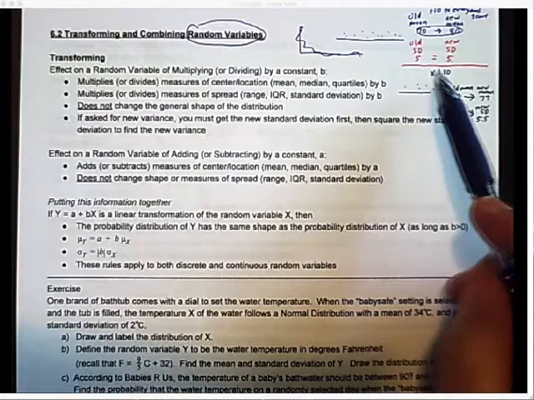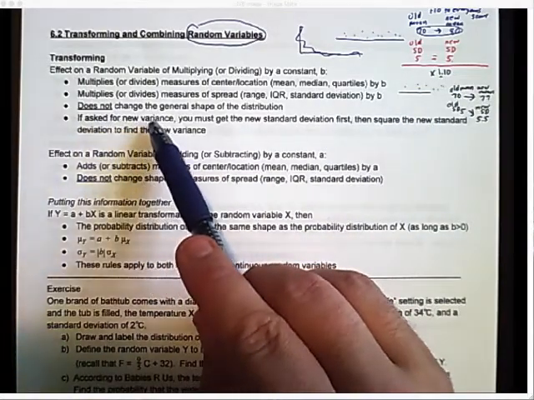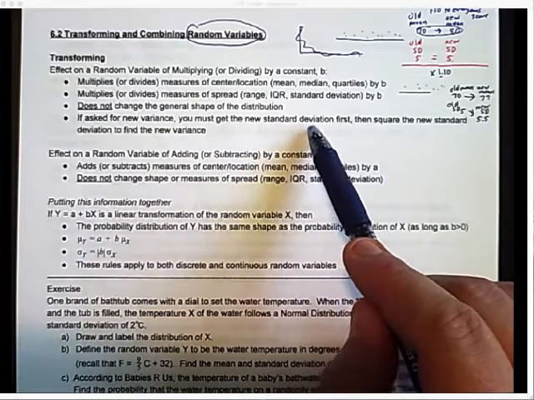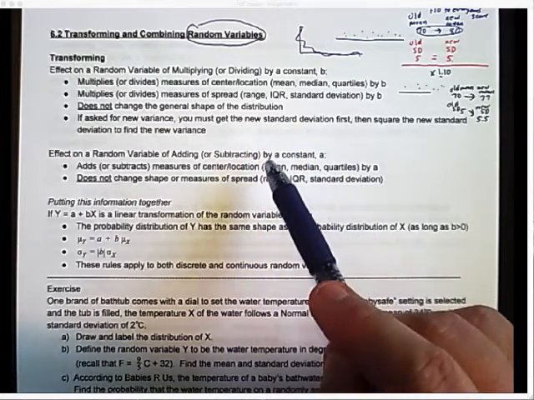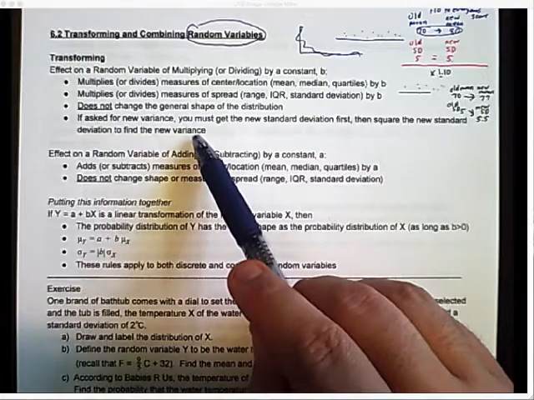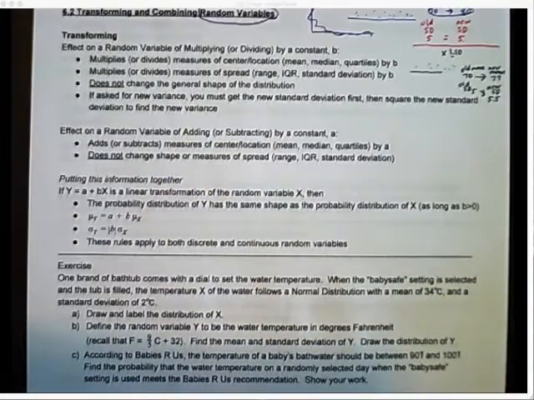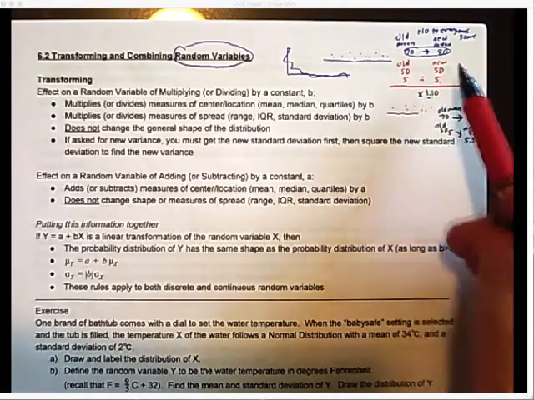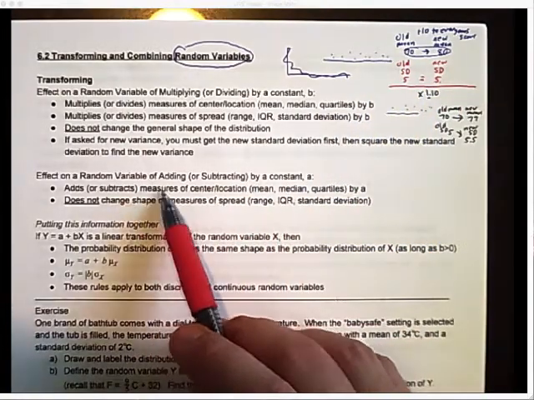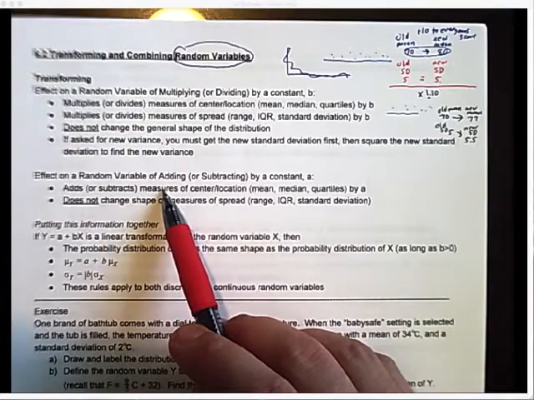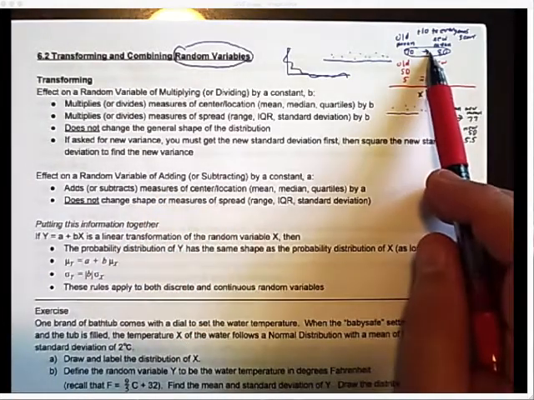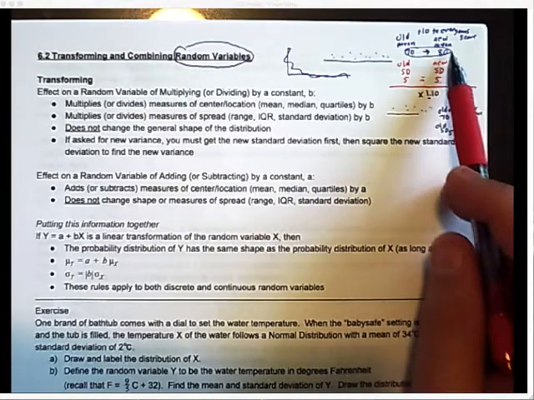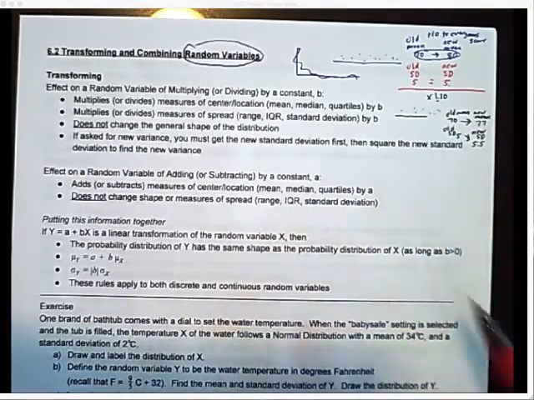There's another bullet here. If asked for a new variance, you must get the new standard deviation first, then square the new standard deviation to find the variance. We'll do examples of that. Now, what about if you simply add a number? If you just add a number to a random variable, it's going to add to the mean, but it's not going to change the standard deviation. So everything we said before still is in play.